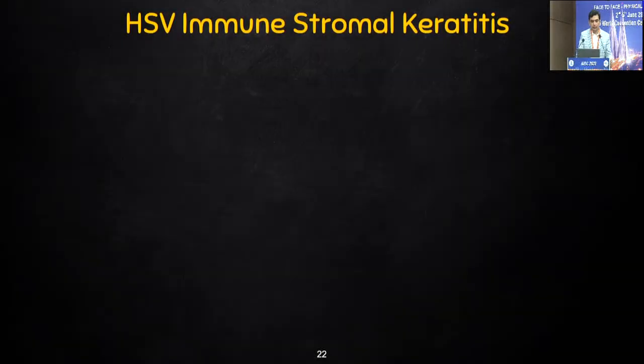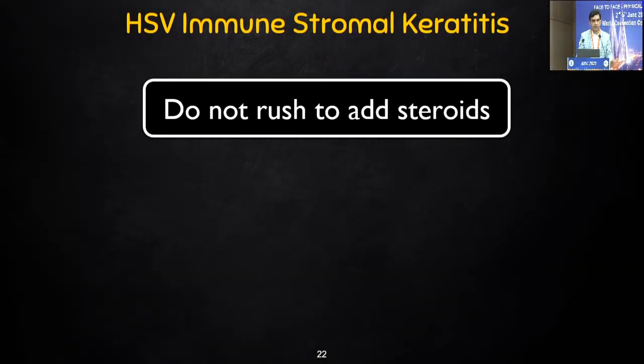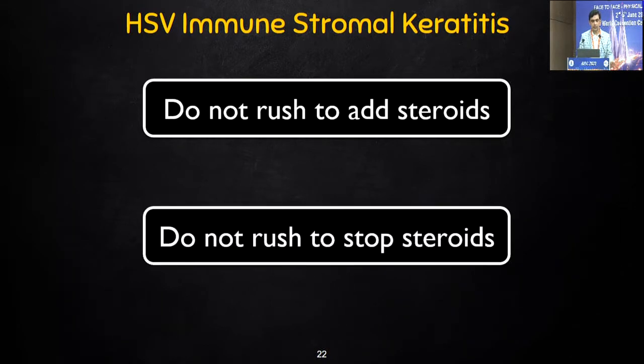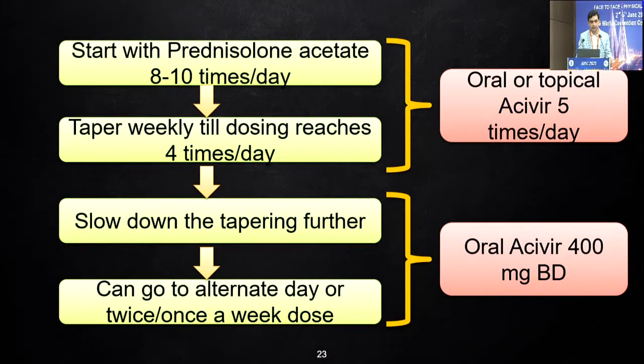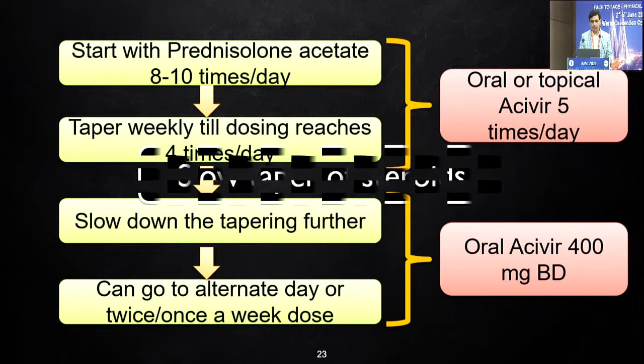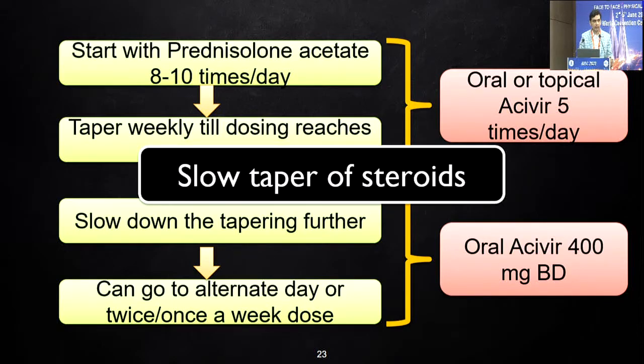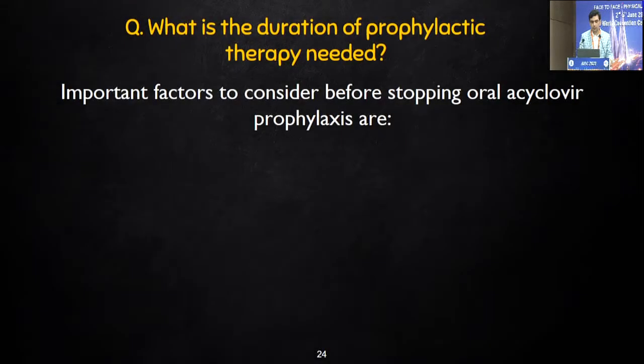So the HEDS study we have already summarized. Just the key point: do not rush to add steroids when you are doubtful about your diagnosis, and do not rush to stop steroids when you know that it is HSV immune stromal keratitis. A slow taper is the key here. And I've already given you the regimen to follow in the clinic for effective outcomes and avoiding multiple recurrences that the patient can present with.